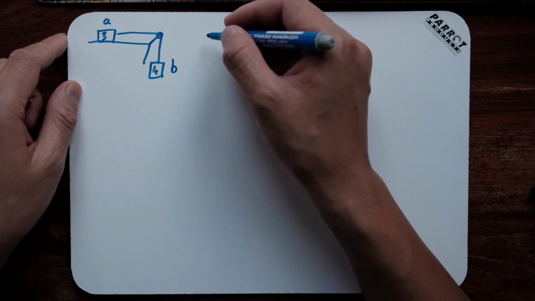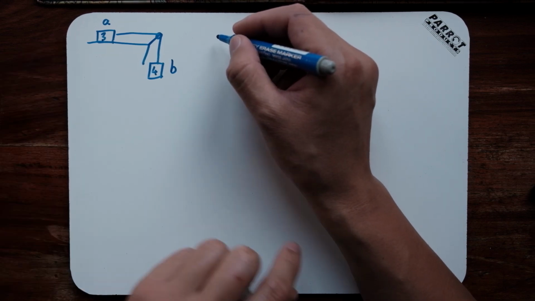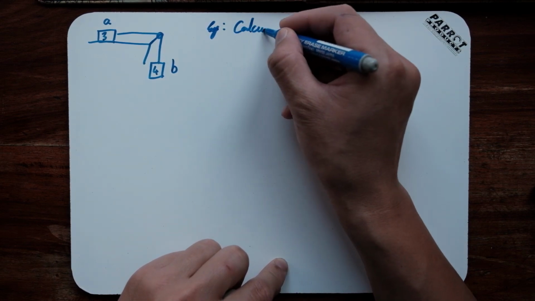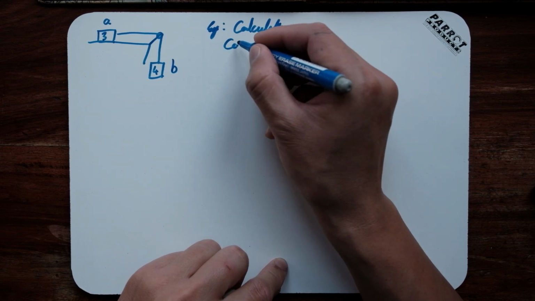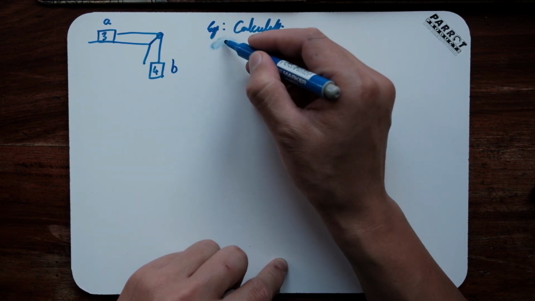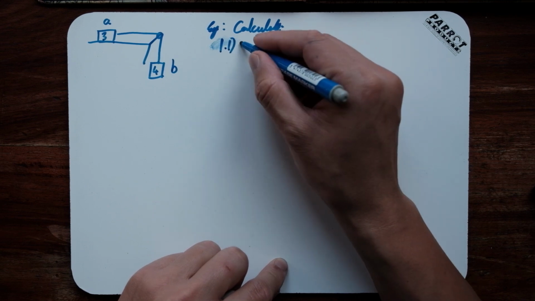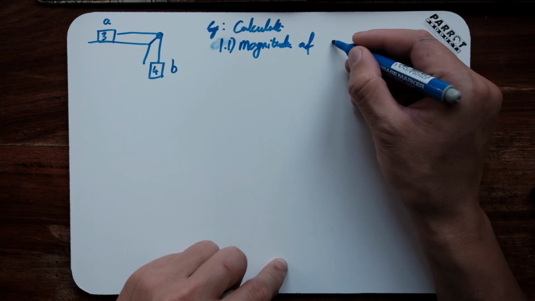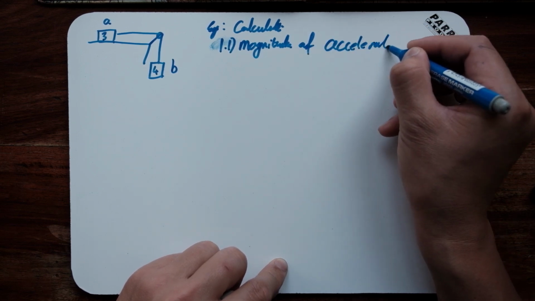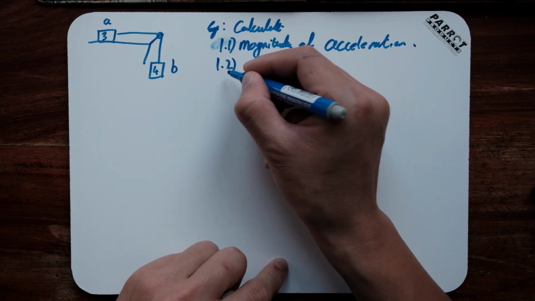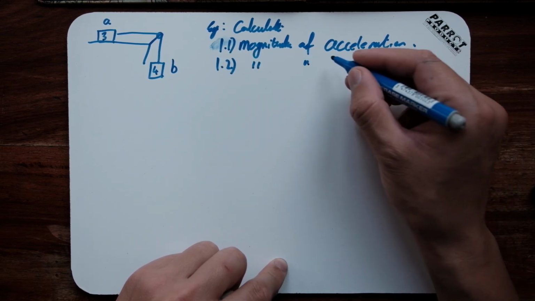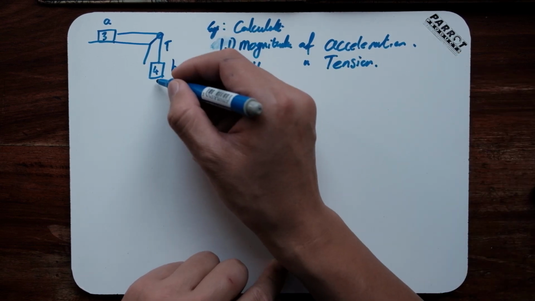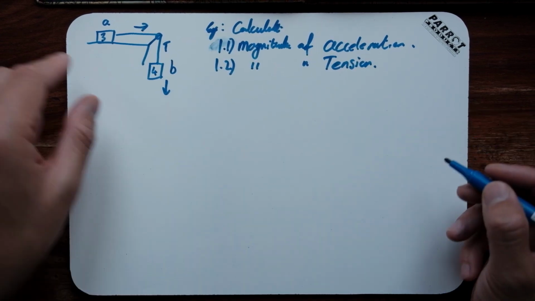So, in this type of question, usually you could expect two types of questions. One, to calculate the magnitude of the acceleration. So if we say 1.1, magnitude of acceleration. 1.2, we can expect magnitude of tension in the string. Okay, tension being in the string, acceleration being downwards or to the right.